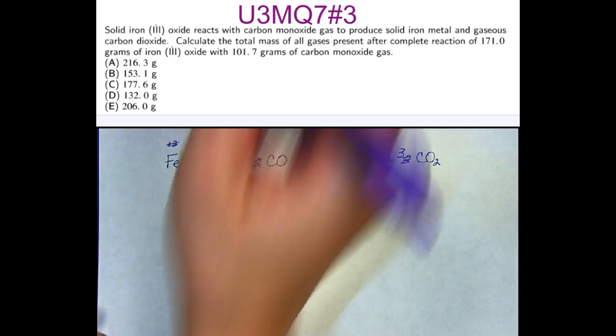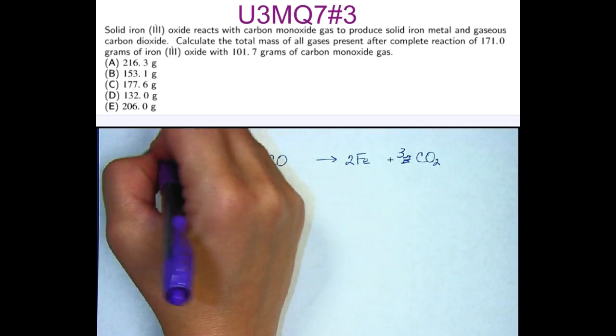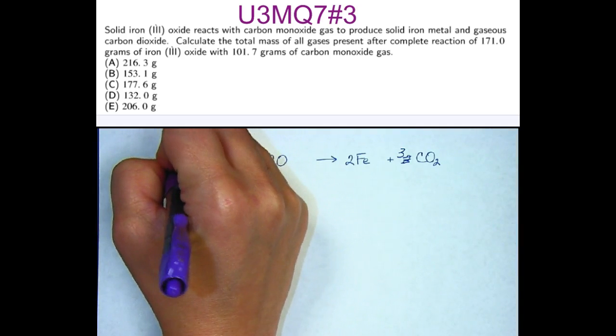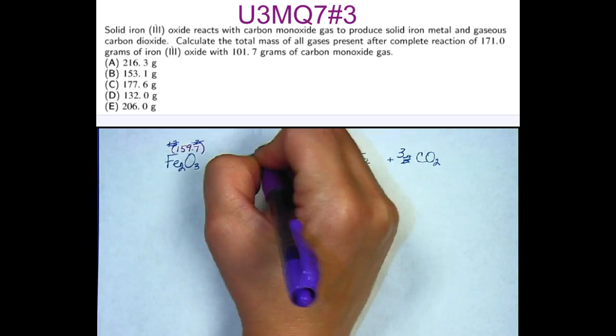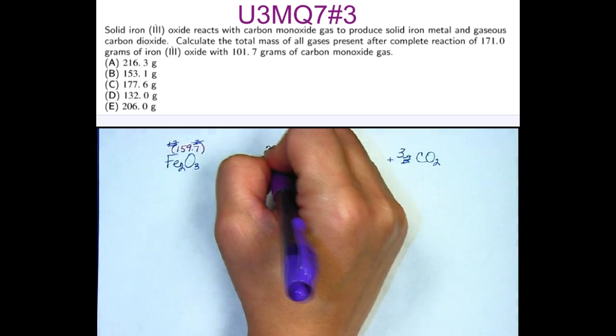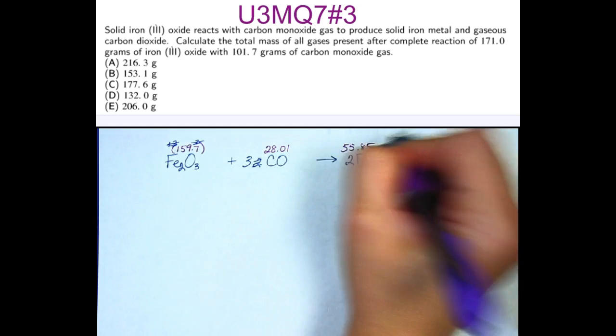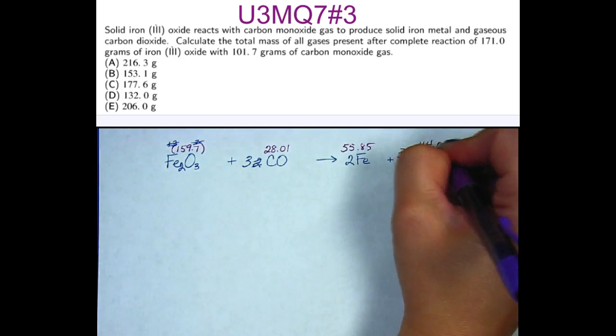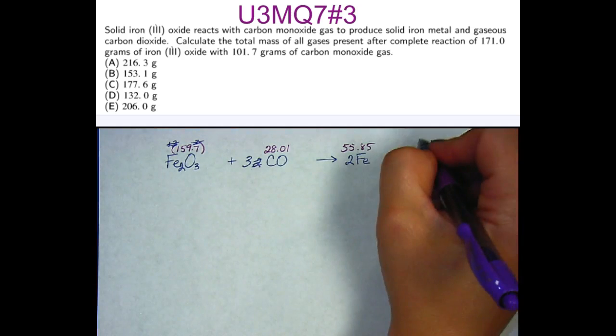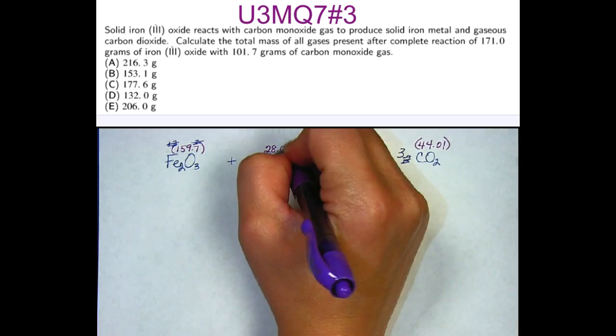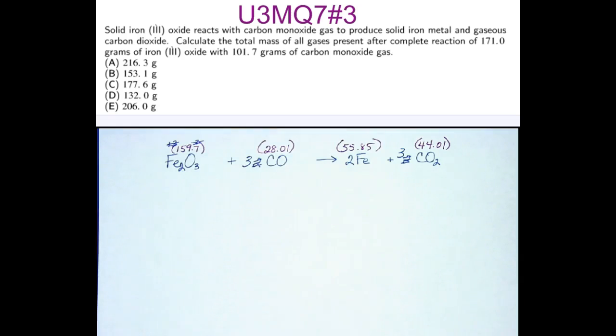So now I'm going to write the molar masses of each of these right above them. This is 159.7. This is 28.01. This is 55.85. And this is 44.01. And these are the molar masses that you acquire from the periodic table.